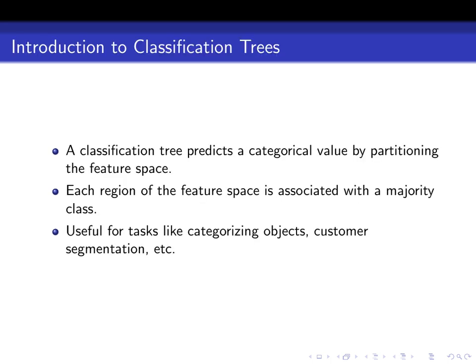Classification trees are tools that partition feature space into distinct regions. Each region is assigned a majority class, allowing predictions for categorical values. They are ideal for tasks like customer segmentation and object categorization, making them highly practical.